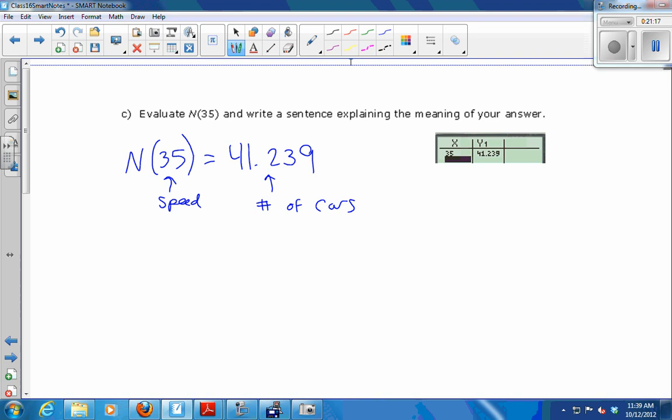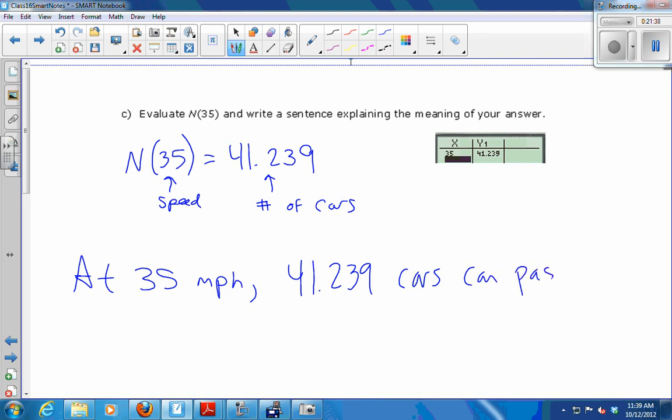So somebody put this into a sentence for me. You got it. At 35 miles per hour, 41.239 cars can pass the marker in a minute.